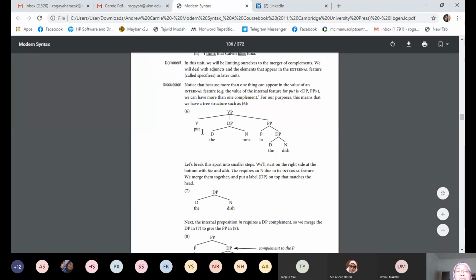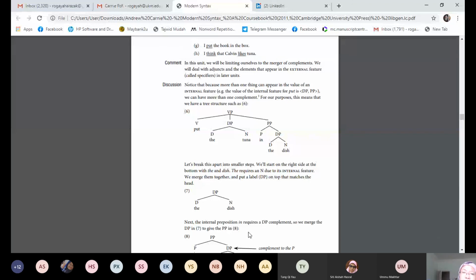Alright, so I put the tuna in the dish. Let's break this apart into smaller steps. Usually we take the most right, so we take the DP. Let's break this apart into smaller steps. We'll start on the right, at the bottom, with the dish. So then we have to deal with the dish. Okay, it's a DP. What's the head? The head is a D.